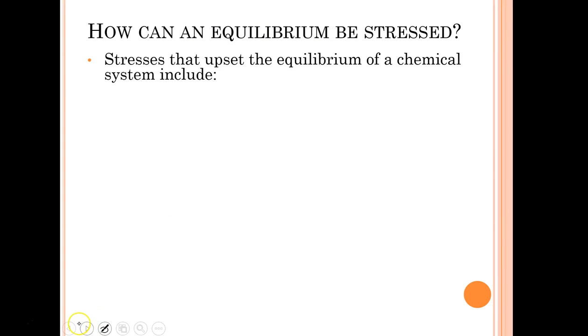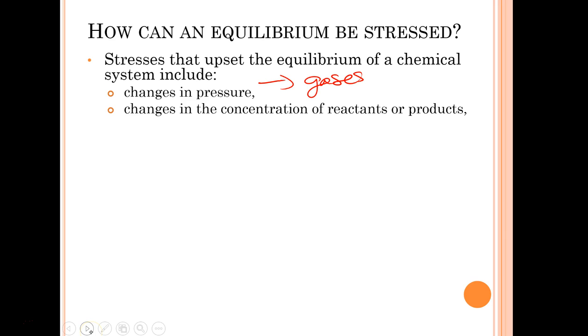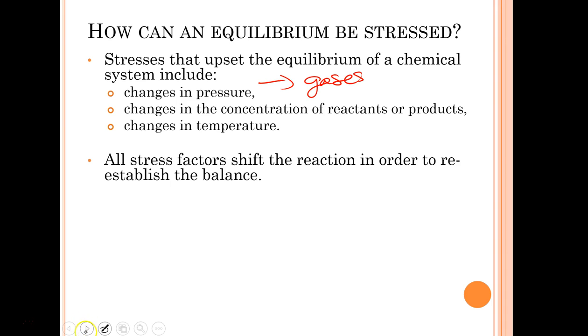Well, what things can you do to stress them out? Well, you can change the pressure. This only applies to things that are gases. Solids and liquids aren't really affected by pressure. You can change the concentration of the reactants or products. You can change the temperature, or you can add a catalyst, but we really don't talk about that much because it doesn't do a whole lot. All of these stress factors shift the reaction in order to establish the balance.